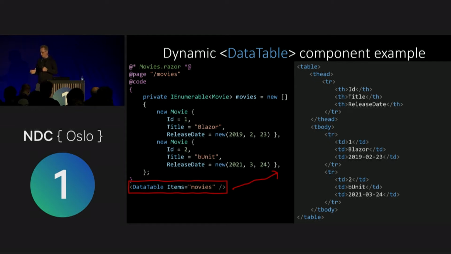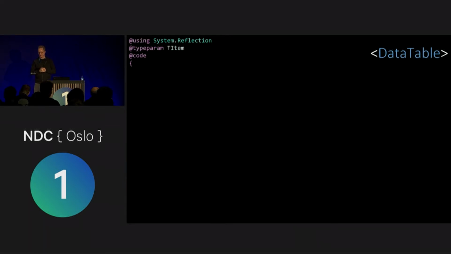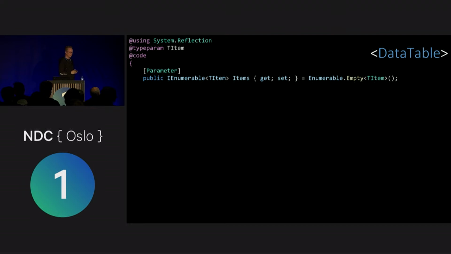So how does this look implementation-wise? Well, we need some magic, so of course we need System.Reflection in here. And what else? We need a TItem. The TItem represents the type of item we will be rendering out. And then we need a code block. The first thing we need in our code block is the parameter that can be used to pass in the items, so that it receives the items from the outside.